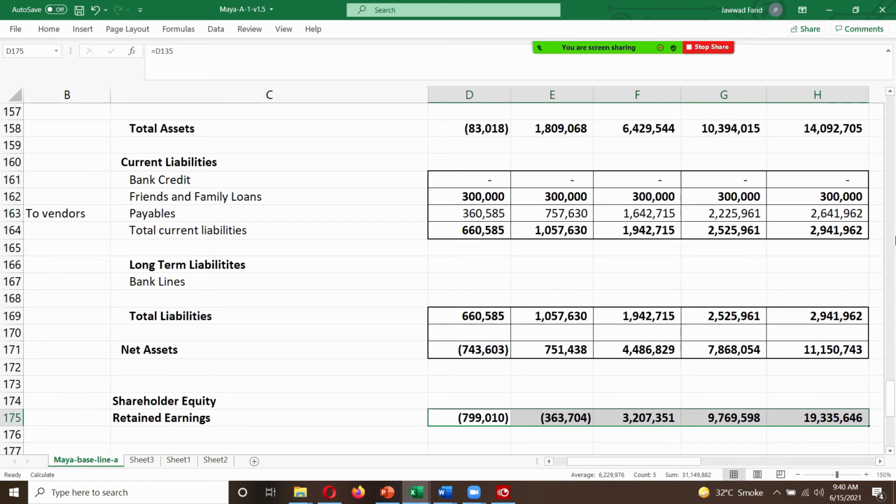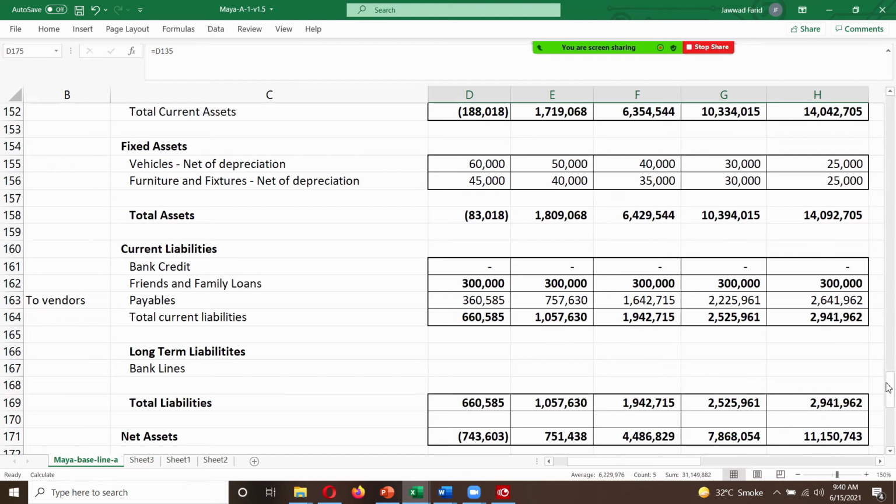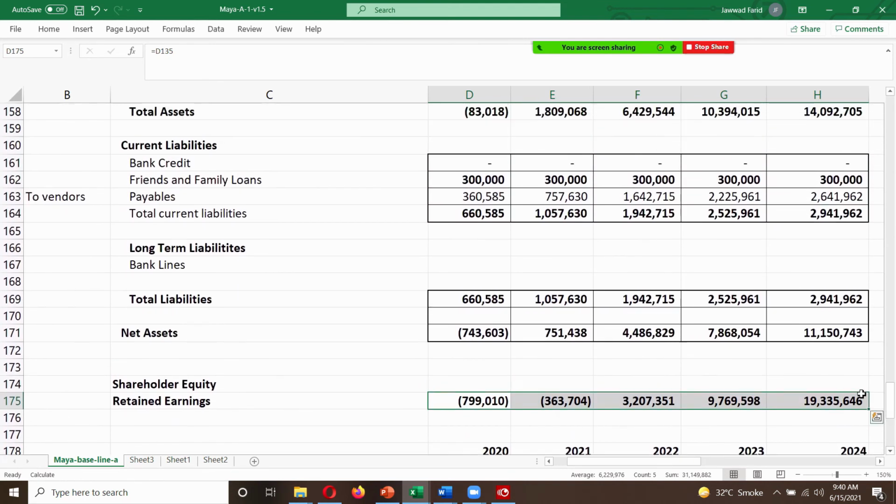All right. My second figure is cash. There has to be some change in cash every year, right? So I must start with something. What did I start with? I had this loan of 300,000 that came from friends and families. And then I had this payable amount of 360,000. So 660,000 is the amount of money that essentially came in different forms and sources, right?